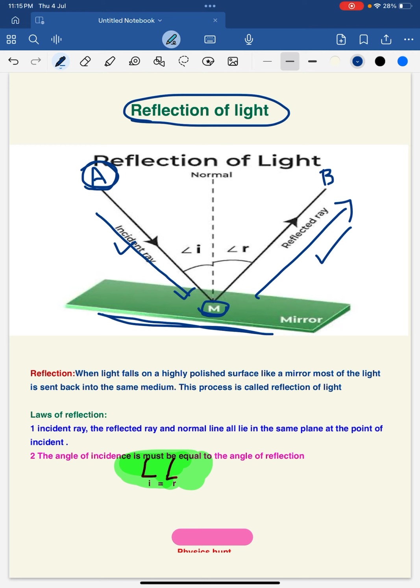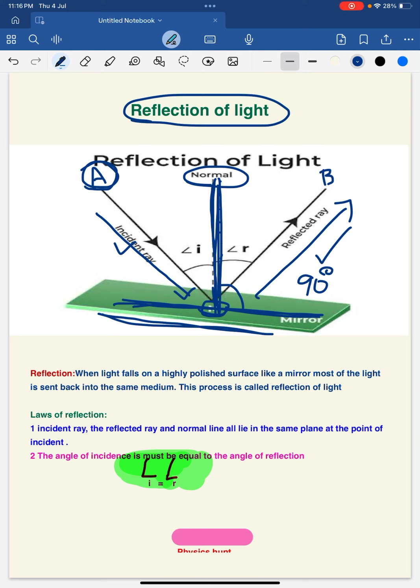Okay, now look at the diagram carefully. One imaginary line is drawn like this. This imaginary line touches the plane mirror at point M, and this imaginary line is always perpendicular to the plane surface. So this is the plane surface. This line is perpendicular to the plane surface, and the angle between the line and the plane surface is exactly 90 degrees. So this line is called the normal line.